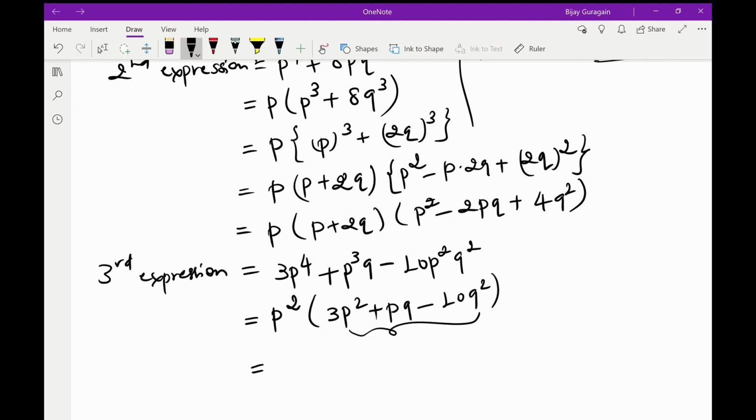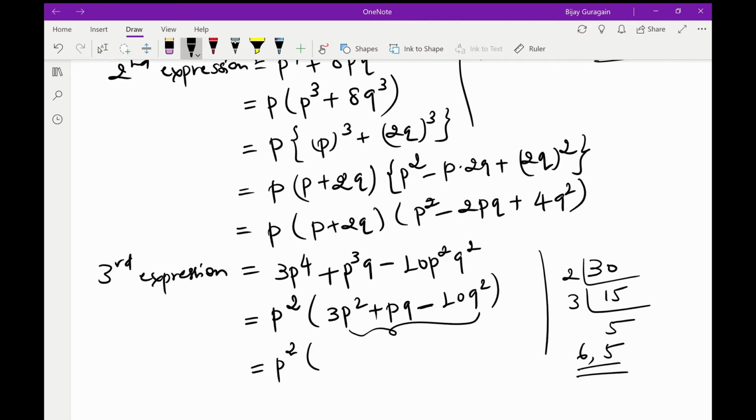3 into 10 is 30. 2 fifteens is 30, 3 tens is 30, and 6 fives is 30. So 6 and 5: 6 minus 5 is 1. The middle term is plus, so we split it as 3p² + 6pq − 5pq − 10q².